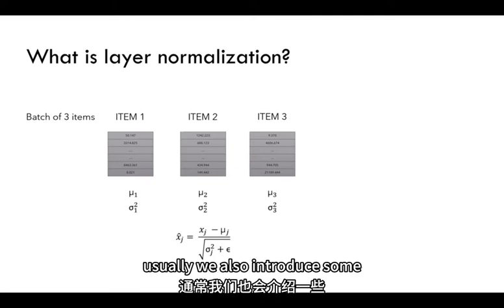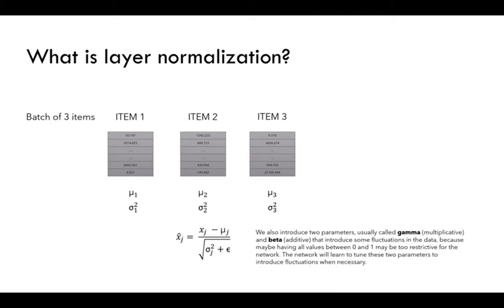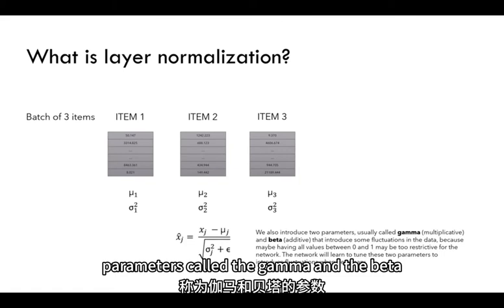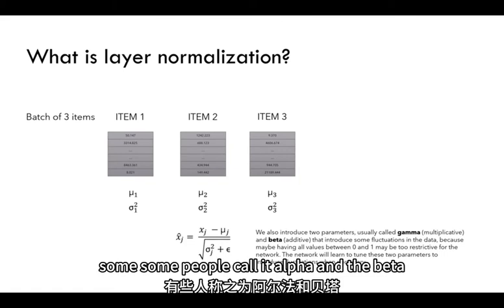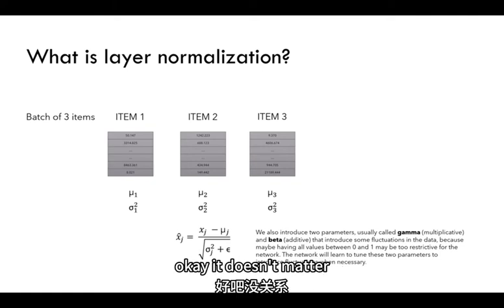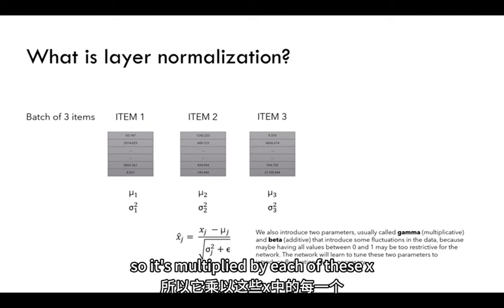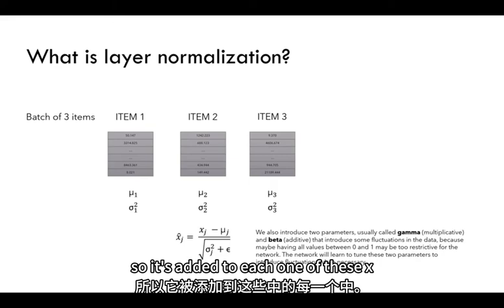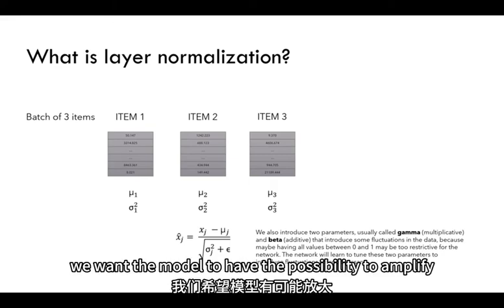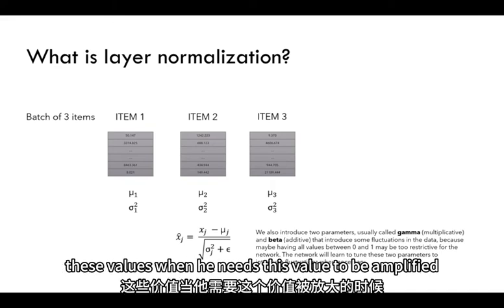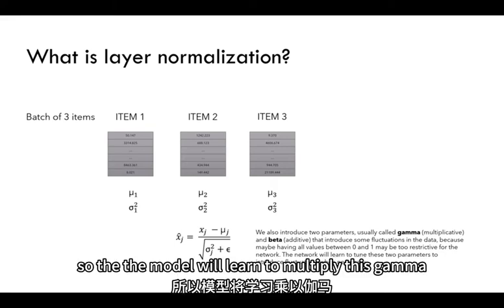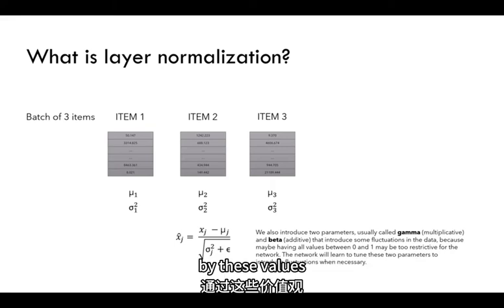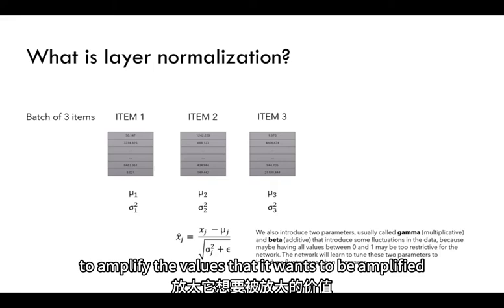In the layer normalization, usually we also introduce some parameters called gamma and beta. Some people call it alpha and beta, some people call it alpha and bias. It doesn't matter. One is multiplicative, so it's multiplied by each of these x, and one is additive, so it's added to each one of these x. Why? Because we want the model to have the possibility to amplify these values when it needs them to be amplified. So the model will learn to multiply this gamma by these values in such a way to amplify the values that it wants to be amplified.